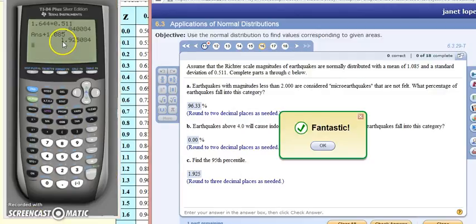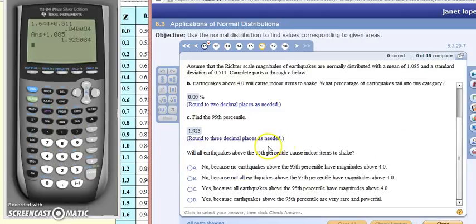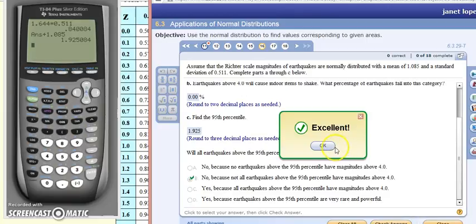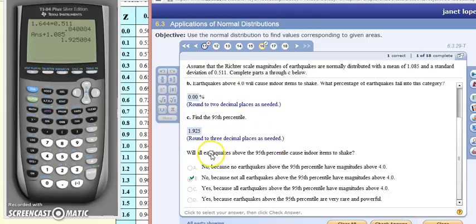Now you're just going to put 1.925 into here, and then that's it. It's a long question. Yeah, we have to pick this one, because now our earthquakes are above the 95th percentile, and the magnitude is about 4.0, because we got a really low number. This is 0%. That's it.